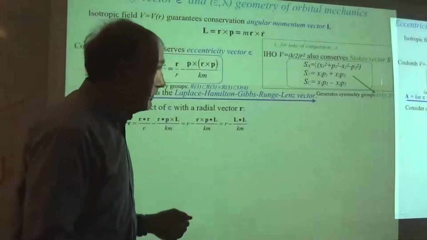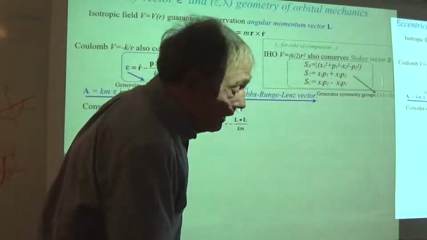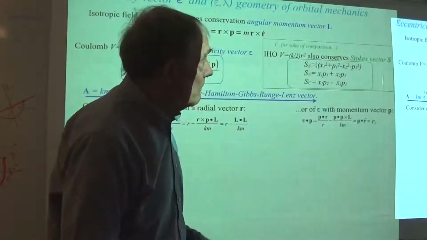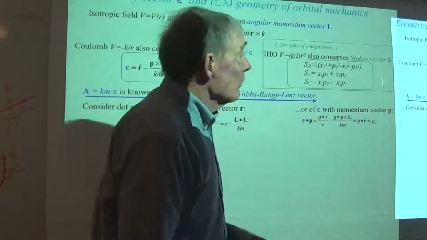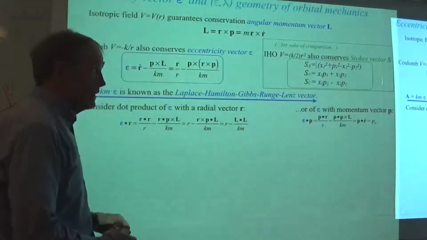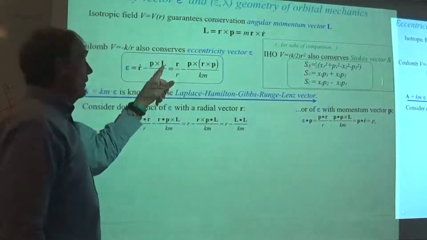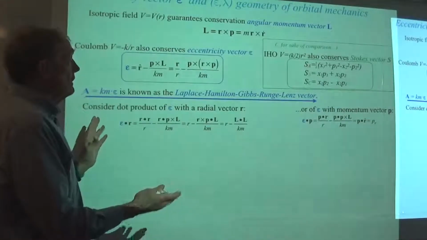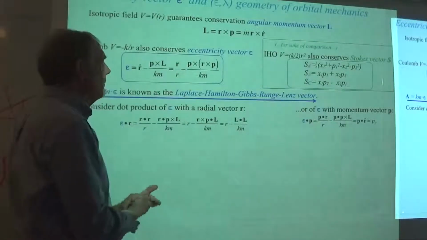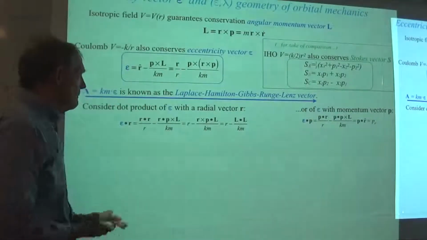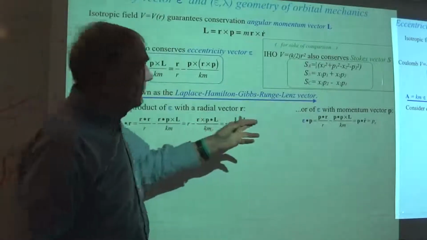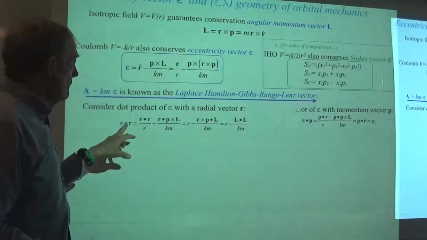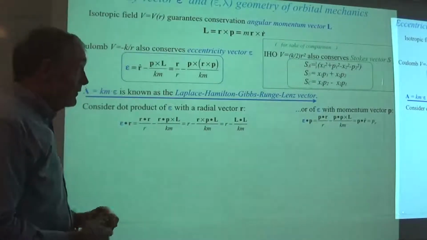Now I found it amusing to also consider the dot product with momentum. So remember what we're doing here is working with a vector that is conserved. We know L, angular momentum, is conserved by any isotropic potential. But this very special O4 potential is conserving this crazy thing. So dot it with R, dot it with P, and you'll get something that, if you're lucky, makes some sense.